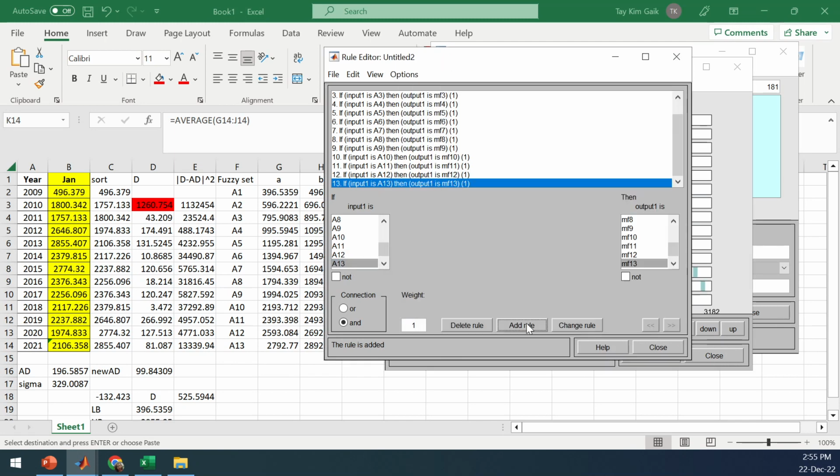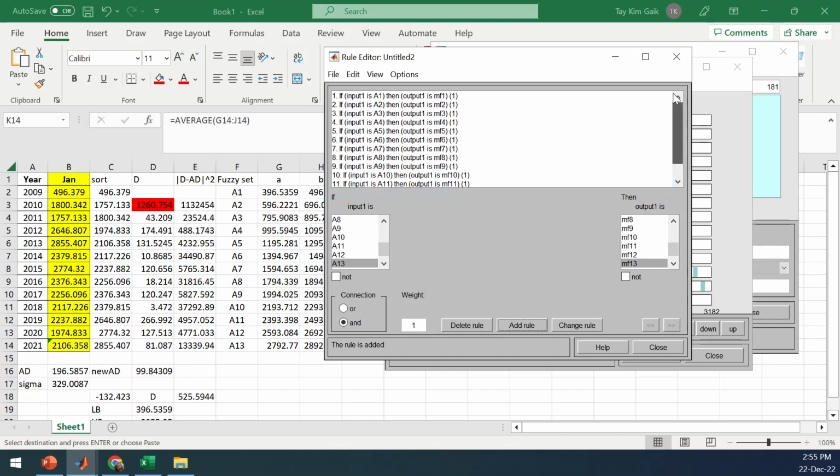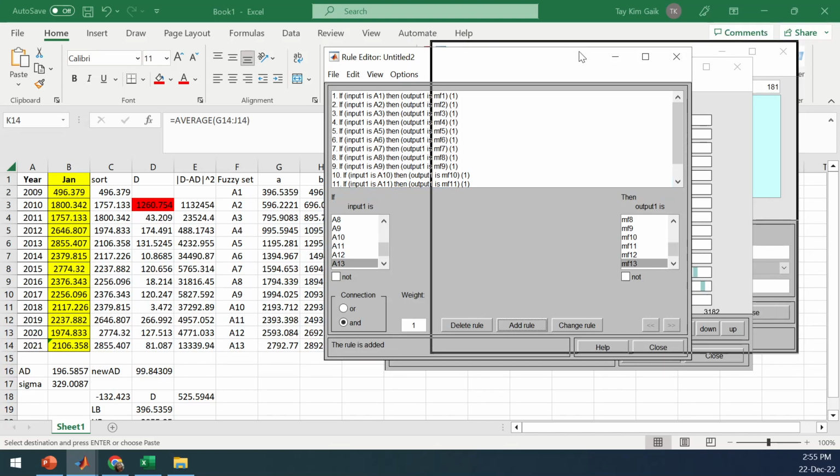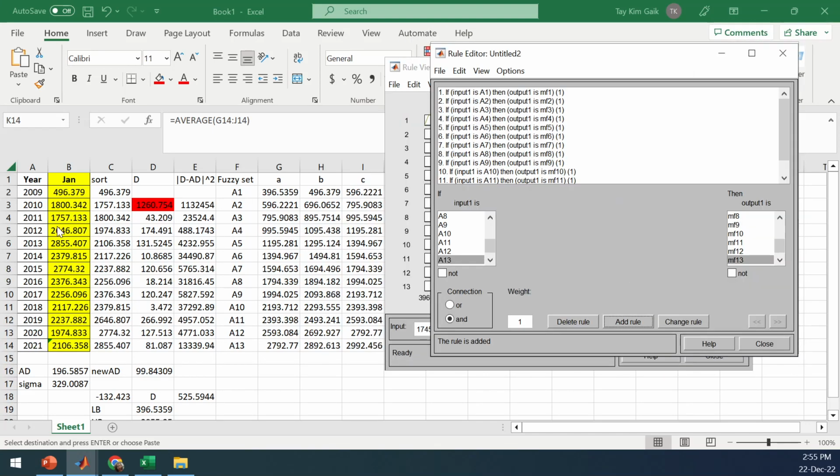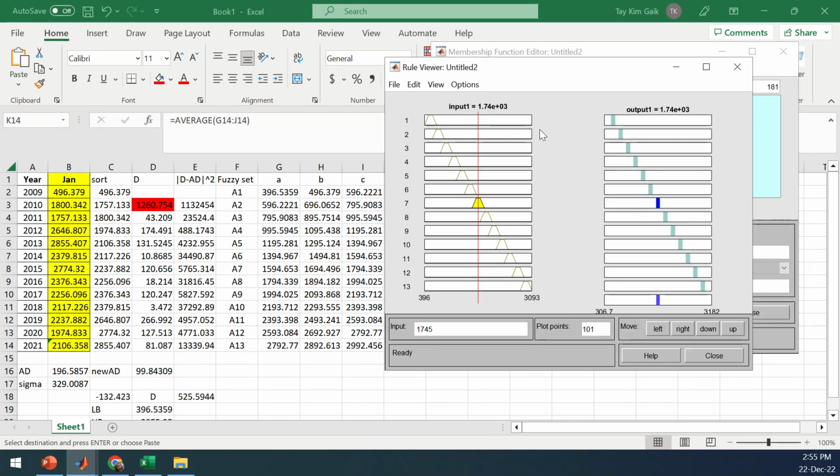Okay, so I got 13 rules there. Because I have only the time series data, and I generate time series data that are fuzzified into 13 membership functions, and then the rule is if the input belongs to A1, then the output takes the midpoint of A1, and so on. Then you close it so you can view here.